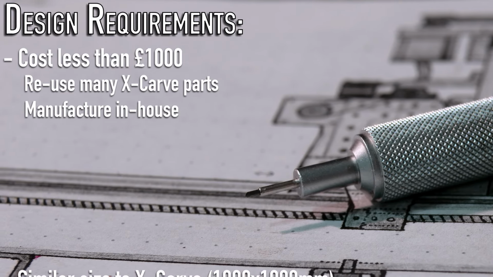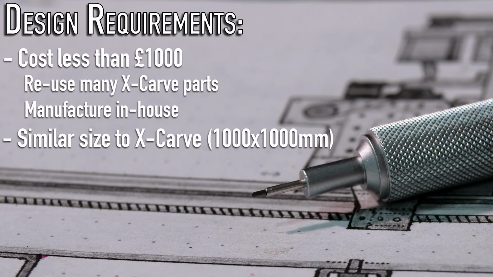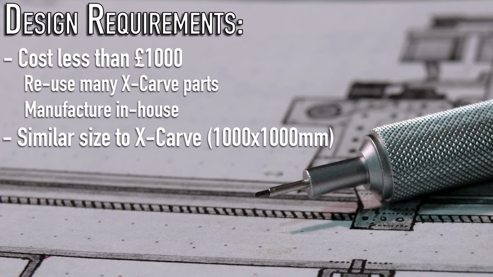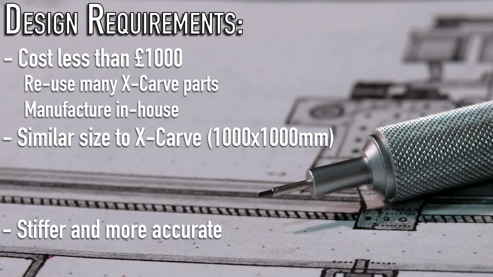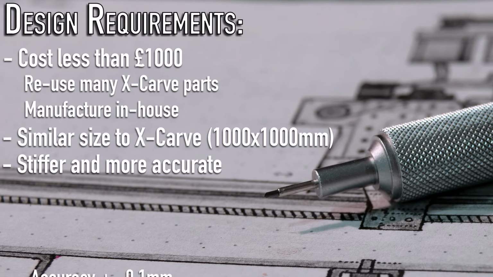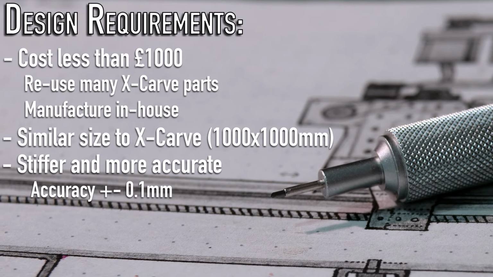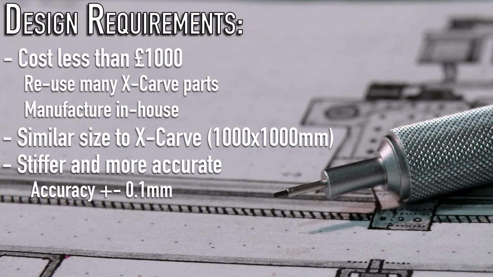This means that as I'm designing, I have to consider the capabilities of what I can manufacture easily in my garage. A few more points is I want it to be similar in working volume to the x-carve because that machine was a good size for me. I want it to be much stiffer and more accurate than the x-carve because there'd be literally no point in upgrading if it was worse than that. And I'm aiming for an accuracy on small parts of at least plus or minus 0.1 mm. I'd be very happy with that. So those are the design requirements that I considered while making the initial concept designs on paper.